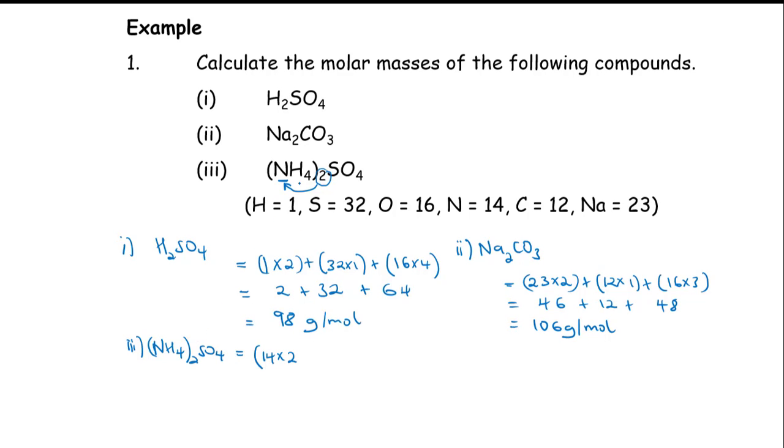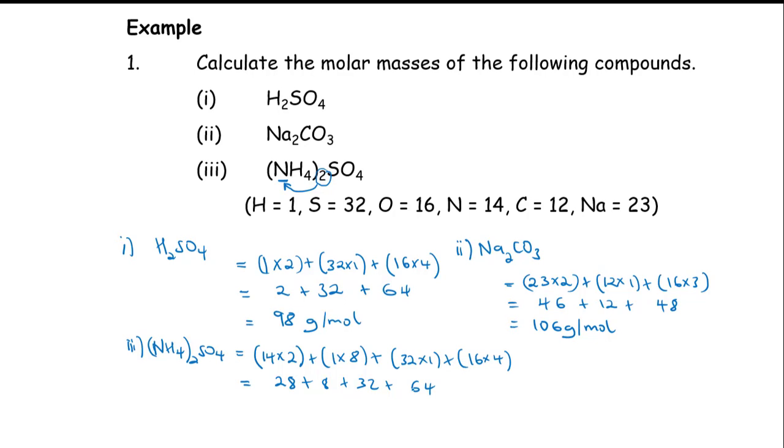Now hydrogen, we have 4 atoms inside, but because of these 2 they become 8. 4 times 2. So hydrogen will be 1 times 8 because there are 8 atoms. Plus sulfur, we have 1 atom, which is 32 times 1. And then lastly oxygen, we have 4 atoms, which is 16 times 4. So we shall have 28 plus 8 plus 32 plus 64.